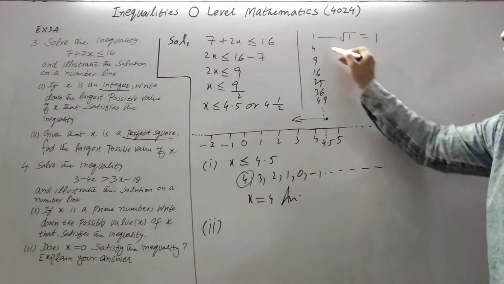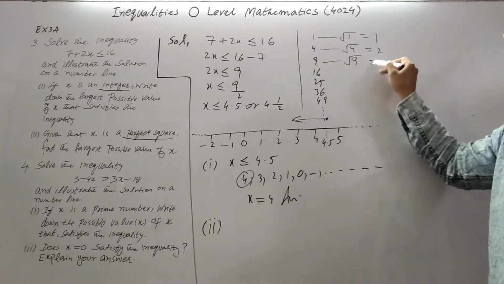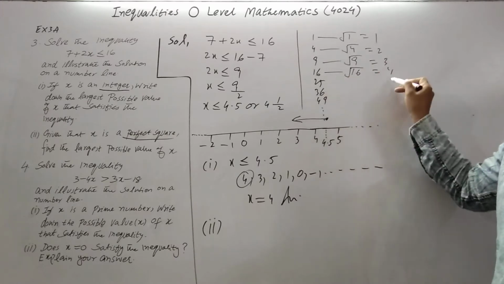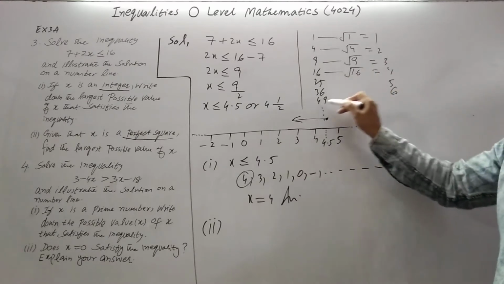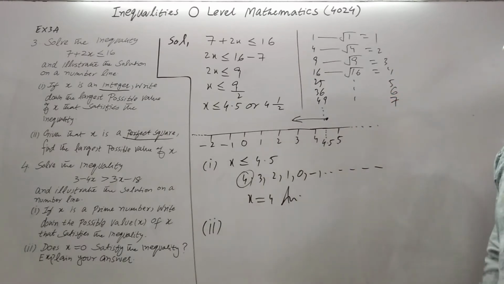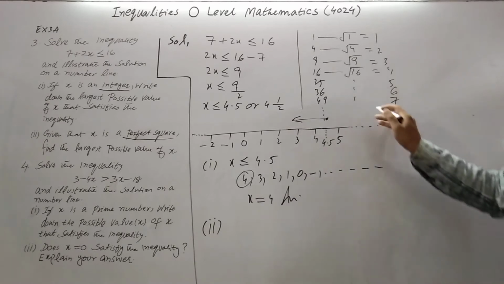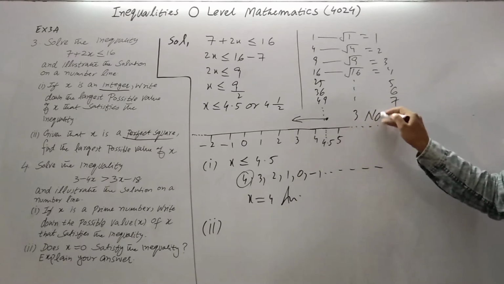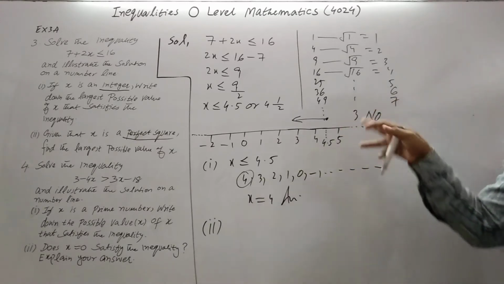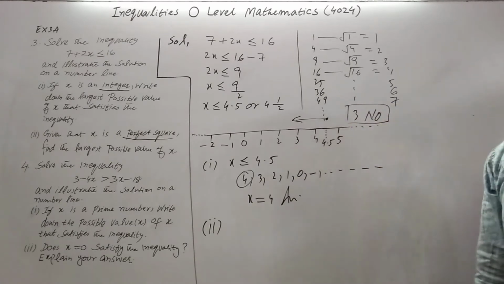Square root of 1 is 1, square root of 4 is 2, square root of 9 is 3, square root of 16 is 4, square root of 25 is 5, square root of 36 is 6, square root of 49 is 7 and so on. Therefore, these numbers are called square numbers. But if I ask you, is 3 a square number? Absolutely no. Why? Because the square root of 3 is not a whole number. The answer will be in decimal. So 3 is not a square number.